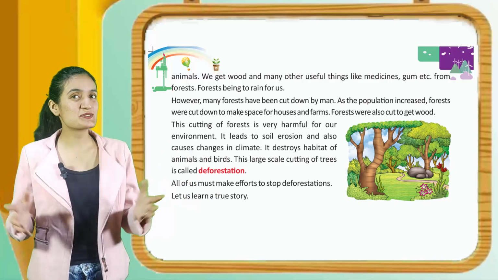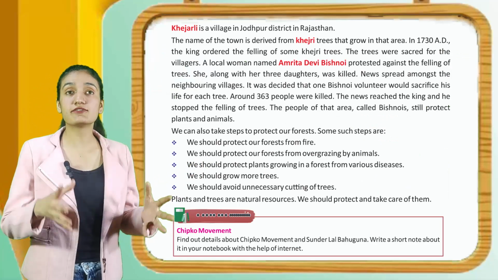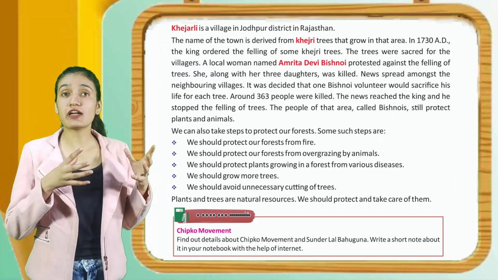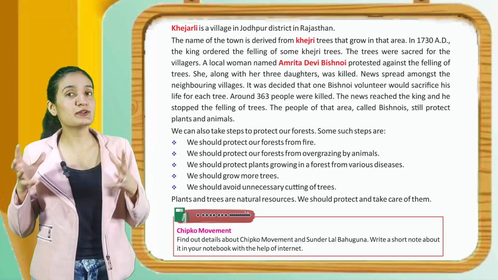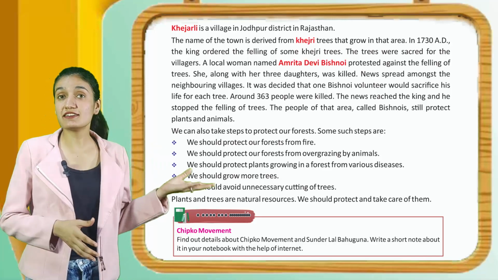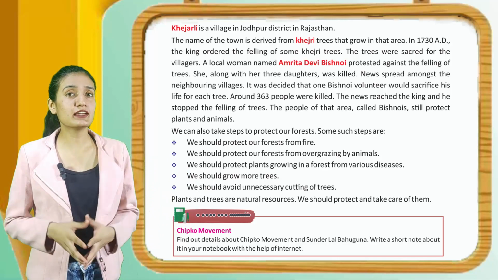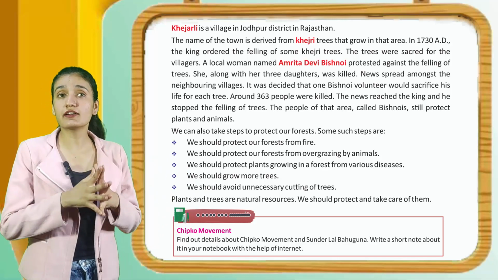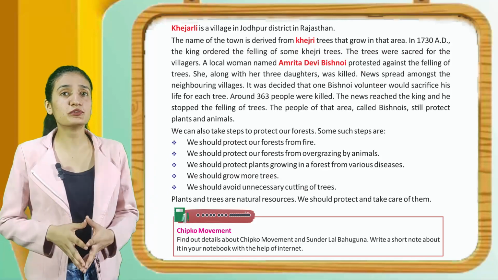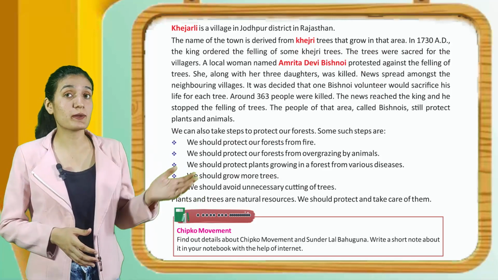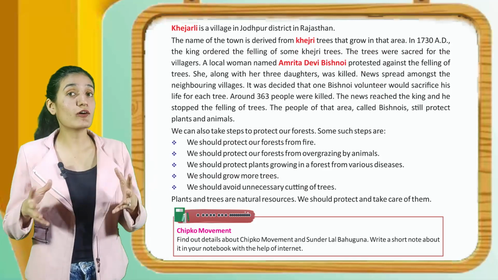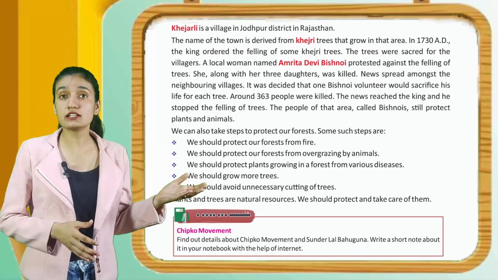Let us learn a true story. Khejarli is a village in Jodhpur district in Rajasthan. The name of the town is derived from khejri trees that grow in that area. In 1730 AD, the king ordered the felling of some khejri trees. The trees were sacred for the villagers. A local woman named Amrita Devi Bishnoi protested against the felling of trees. She, along with her 3 daughters, was killed.